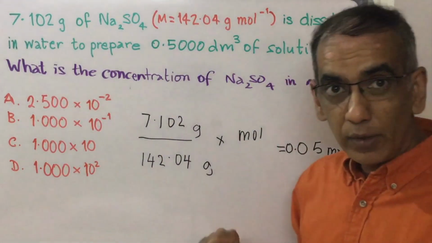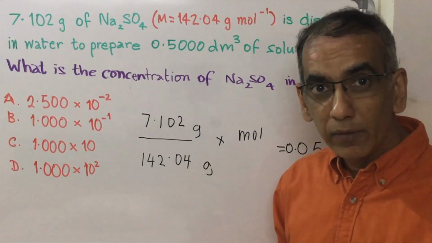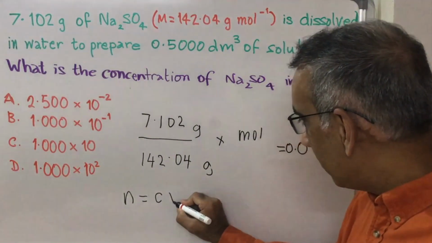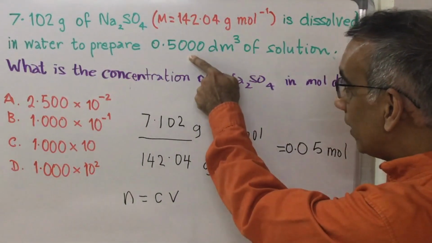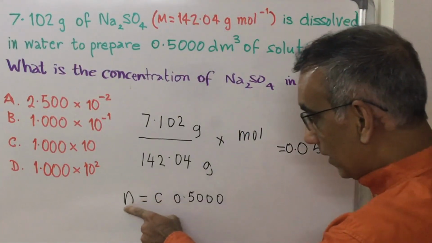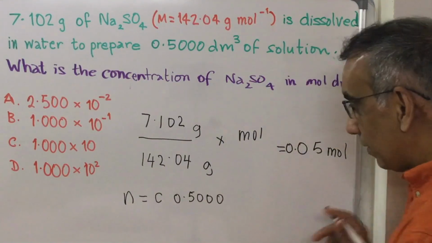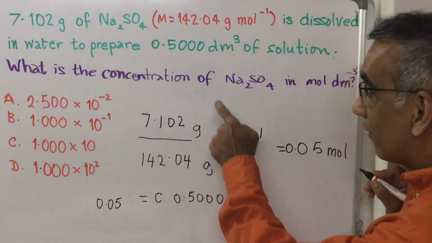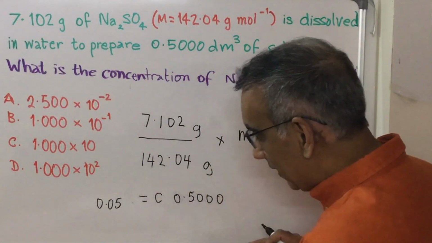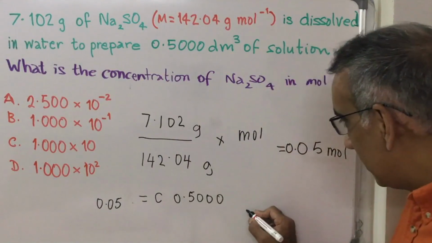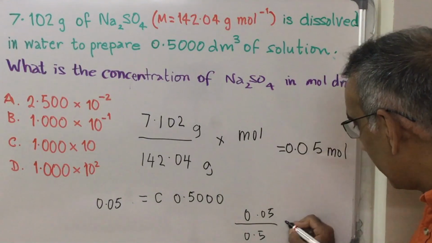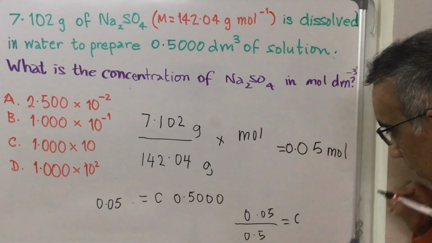So that's the number of moles that you have that's going to then be dissolved in 0.5 dm³ of solution. So here you need to bring in another familiar equation. n equals c multiplied by V. Here V is the volume in dm³, which is already given to you, 0.5000. n is the number of moles, which is 0.05. And you are asked to find c, the concentration. So you need to be able to do the mathematics and divide this by this. And you'll get 0.05 divided by 0.5, giving you c, the concentration.